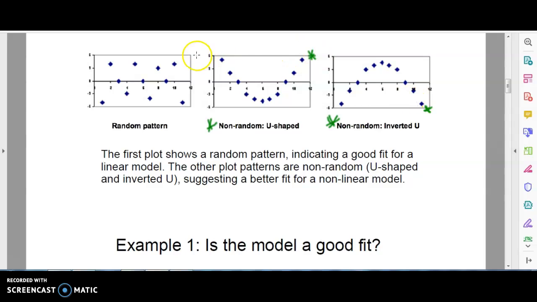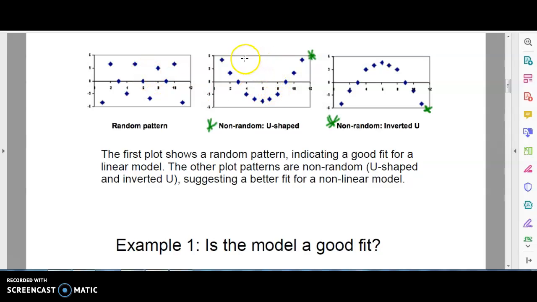And why is it important to look to see whether we have a pattern or not? It's explained down here. It says the first plot shows a random pattern indicating a good fit for a linear model. So when you see residual plots, just giving it the eyeball test, if it's a random pattern, it's going to tell us that it is a better fit for a linear model.